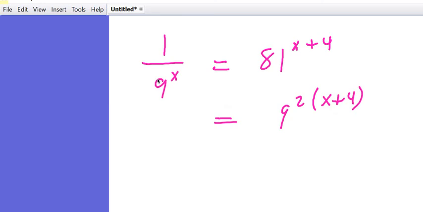9 to the negative x. Remember, you flip it and change the sign of the exponent. Okay, so now we can cancel bases.